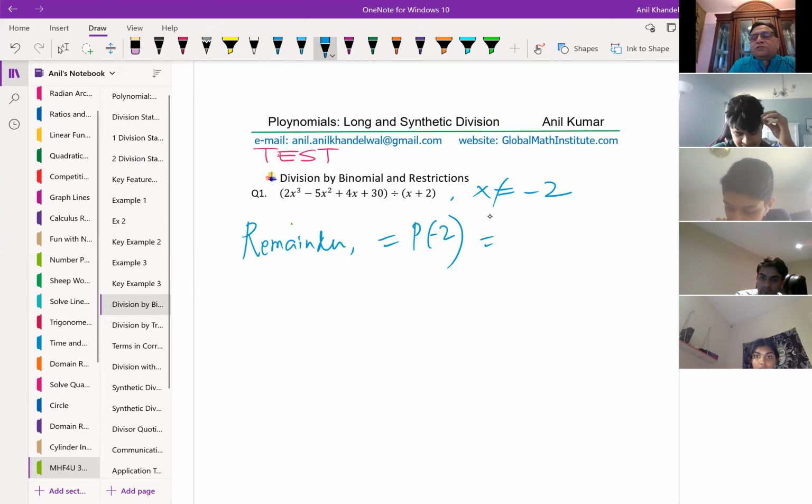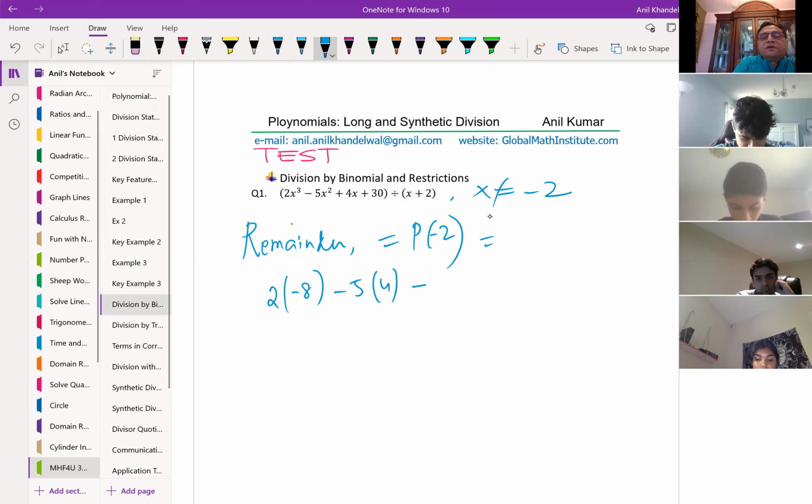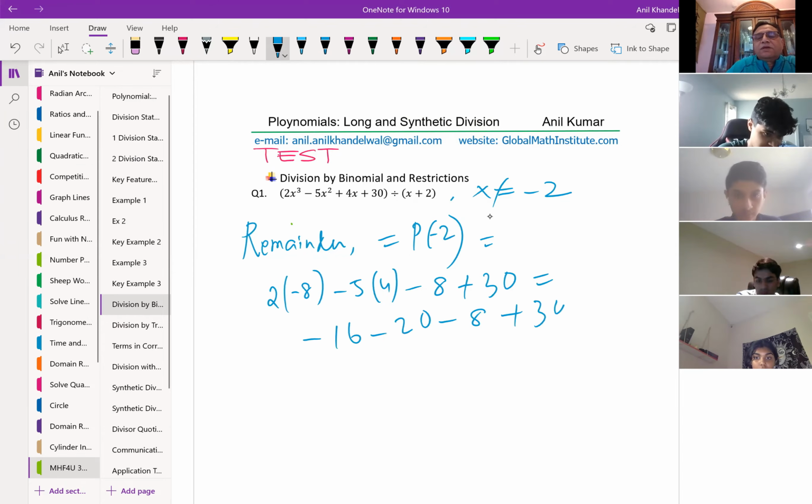Okay. So just do your calculation using the calculator. So minus 2 cubed, 2 times minus 2 cubed is minus 16, minus 5 times 4 is minus 20, minus 2 times 4 is minus 8, plus 30. So what do you get? -14, sir. Minus 14 is the remainder. Yes, so you get minus 14.